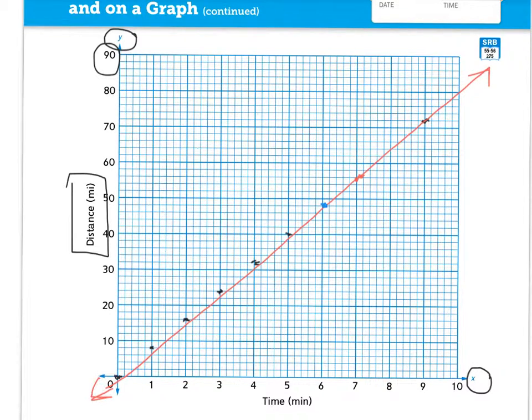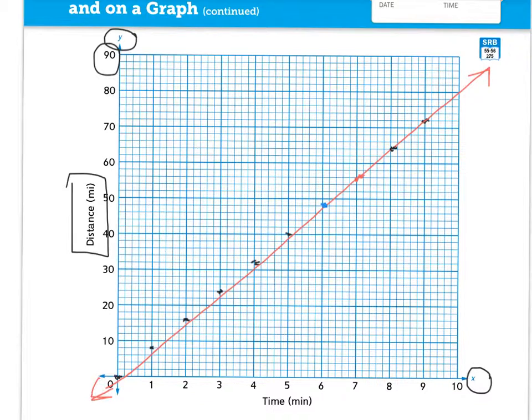Let's try it one more time with the 8. So I know that 8 times 8 is equal to 64, so let's check that one, and we'll make it a black dot. So 8 times 8 equals 64, and that is indeed on the 64.